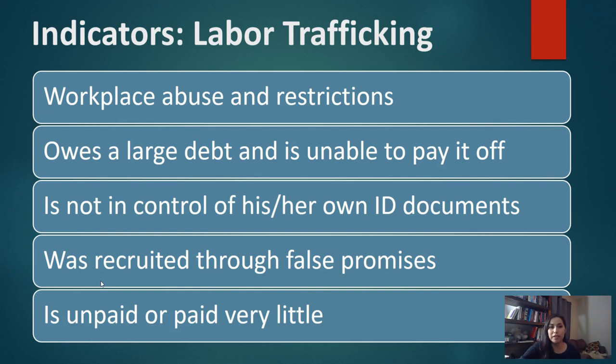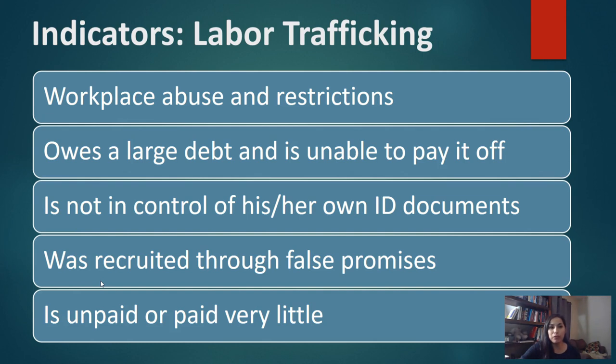Indicators for labor trafficking. Indicators include workplace abuse and restrictions. Perhaps the patient owes a large debt and they are unable to pay it off. They may not be in control of their ID or documents. If they were recruited through false promises, and or if they are unpaid or paid very little.